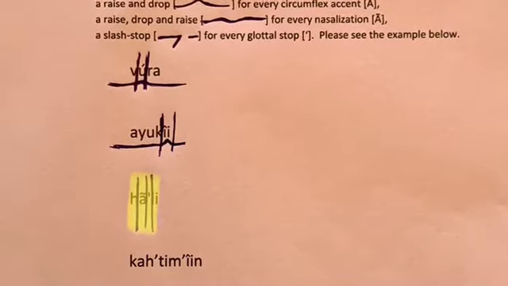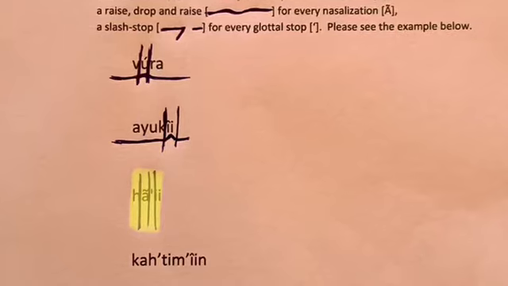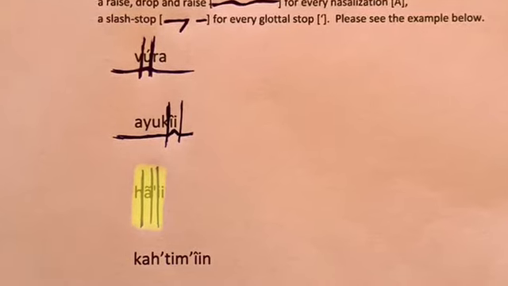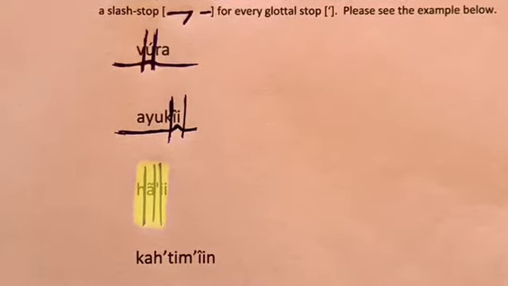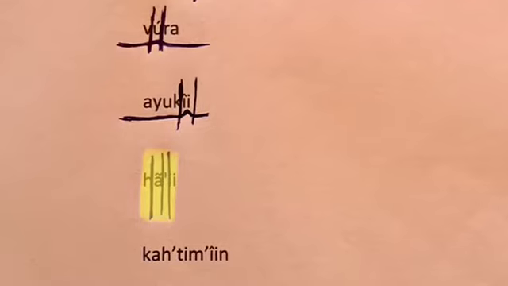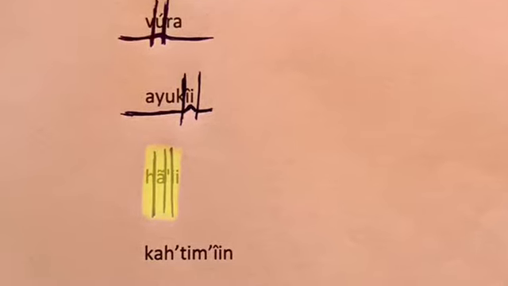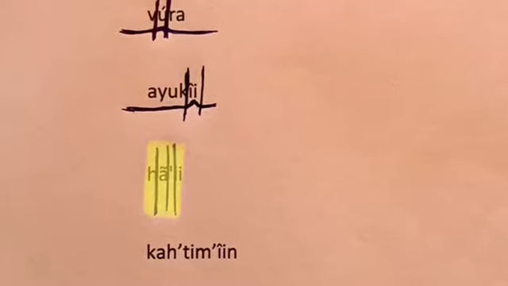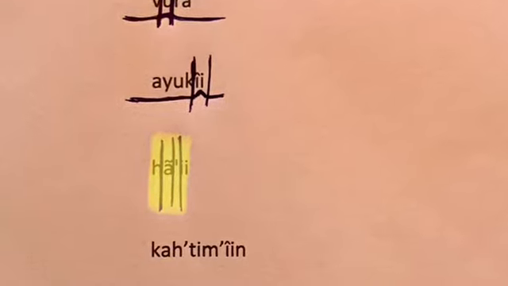Now for ha'i, I want to note that in Karuk, one word may only have one accent mark. It doesn't matter how many parts come together to make that word. If it's all one word, there's one accent. A glottal stop is technically not an accent. So you can have an accent and a glottal stop or multiple glottal stops in one word. So we isolate the short A with the nasalization, and we isolate the glottal stop.